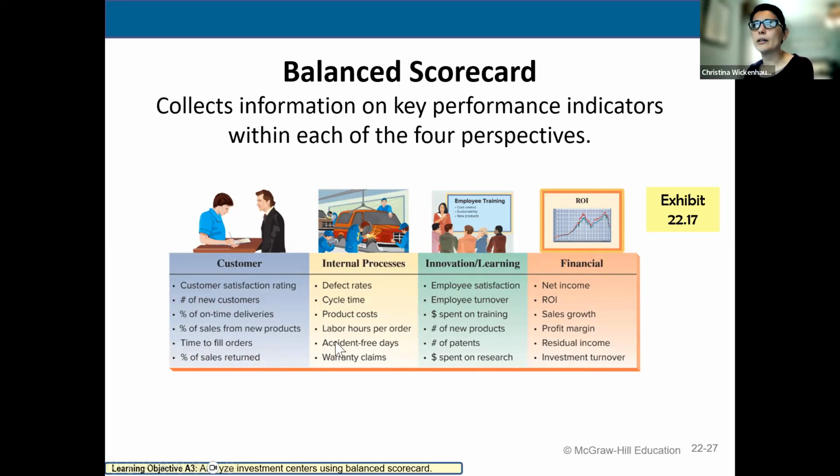We also want to look at our internal processes. Are we creating a lot of defects? Like, do I have to recreate the product several times before it goes out? How long does it take me to actually produce that product? Like, how long does it take to cycle through the entire production process? What are my production costs? How many labor hours is it taking per order? How many days have we been accident free?